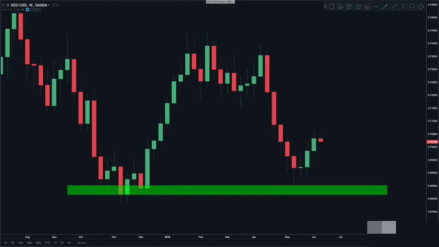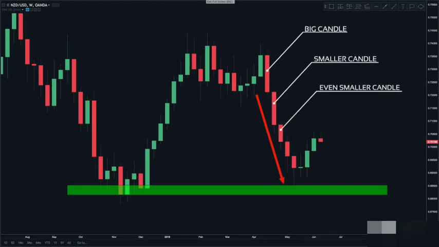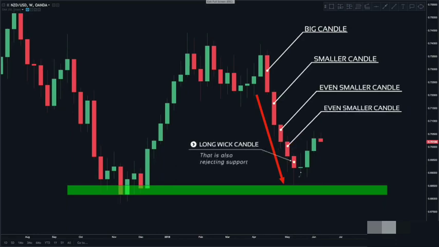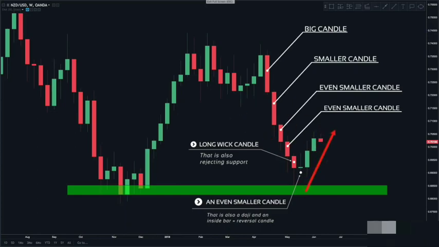Now, as price approaches this level of support, look at how the candles behave. As you can see, we have a big candle, followed by a smaller candle, followed by an even smaller candle, another smaller candle, and then a smaller long wick candle rejecting support. And then finally an even smaller green candle that is also a doji and also an inside bar, which is a reversal candle. And this results in a bounce upwards. So I'll show you this again on another pair.